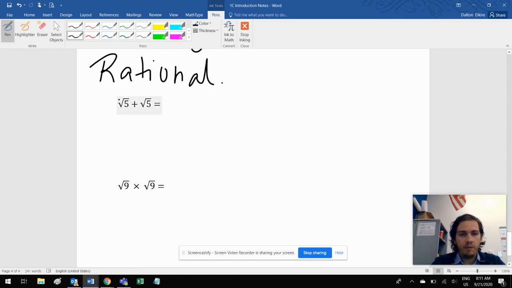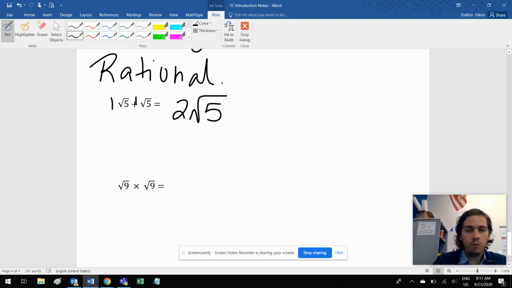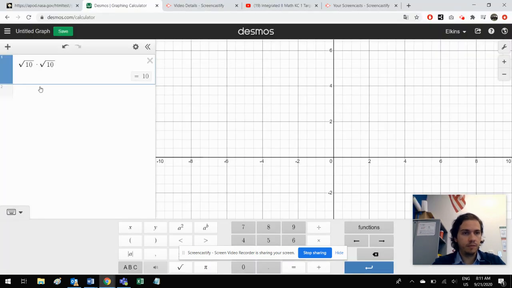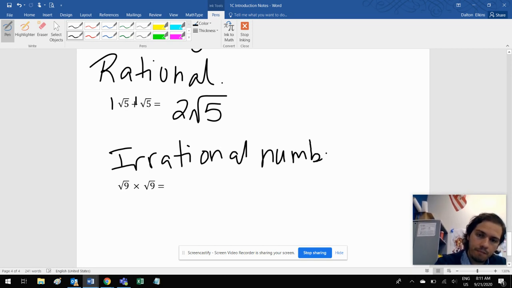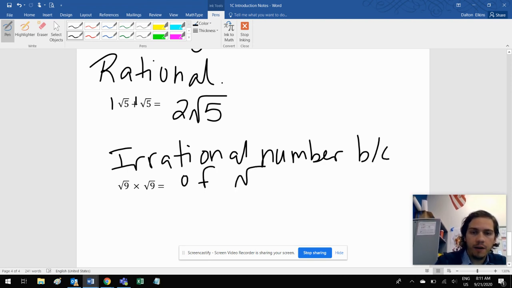So again, here we have root 5 plus root 5. So we get 1 root 5 plus 1 root 5. So this is equal to 2 times the square root of 5. Which, okay, I see the square root of 5 here. Let's see if that will reduce. Square root of 5. No, this isn't a nice clean number. So I'm going to go ahead and say that this is an irrational number. Because of the root 5.